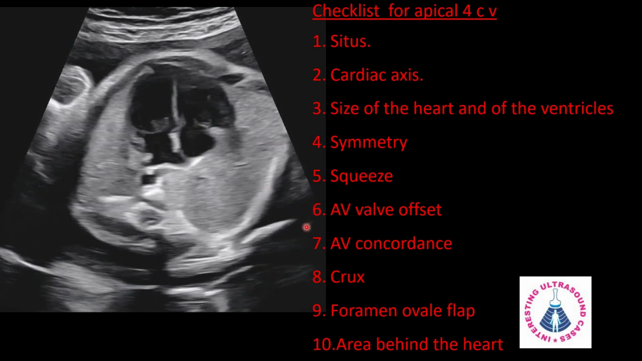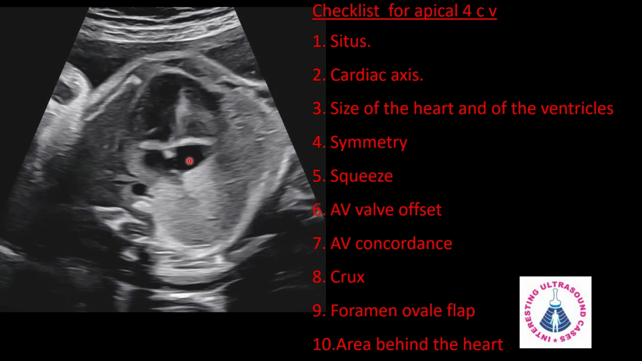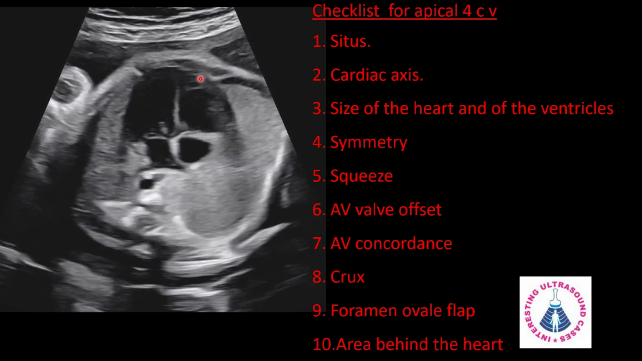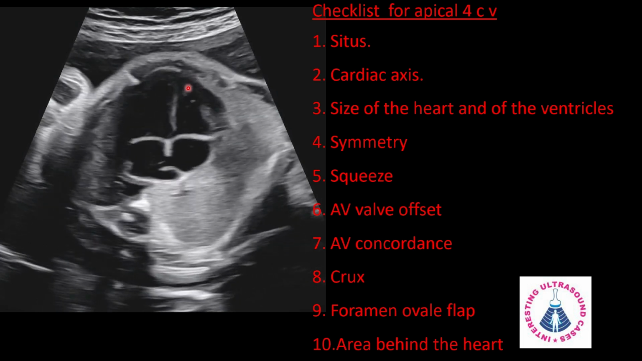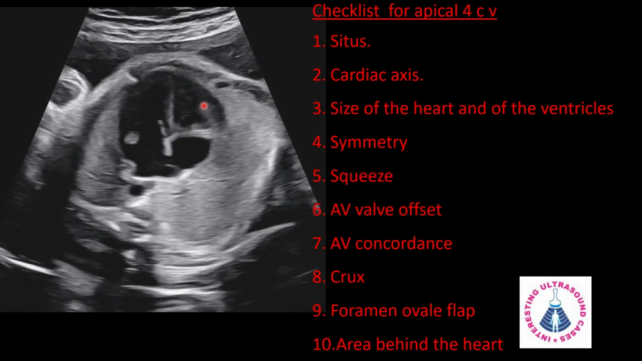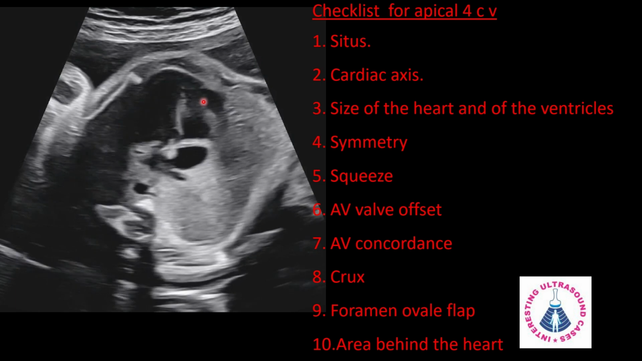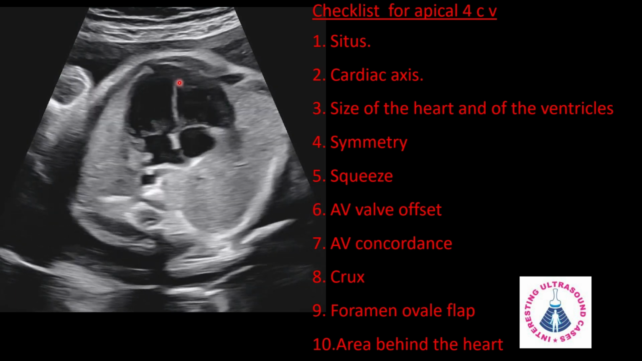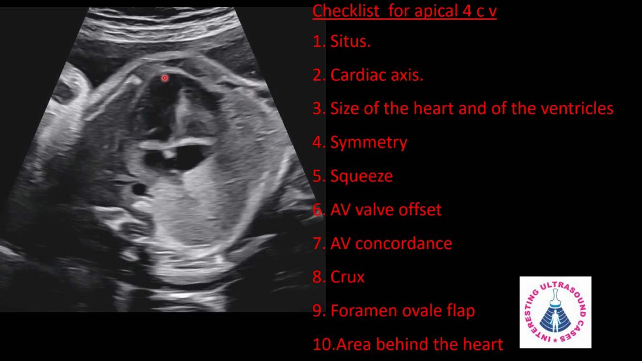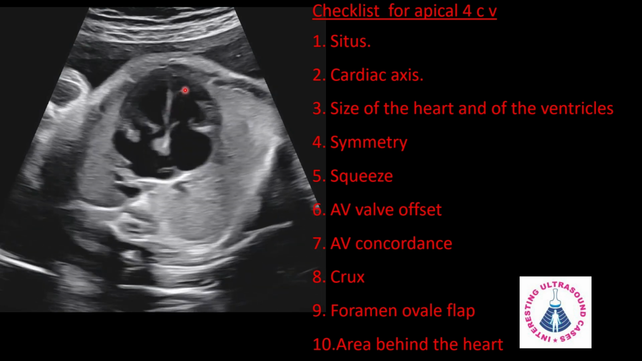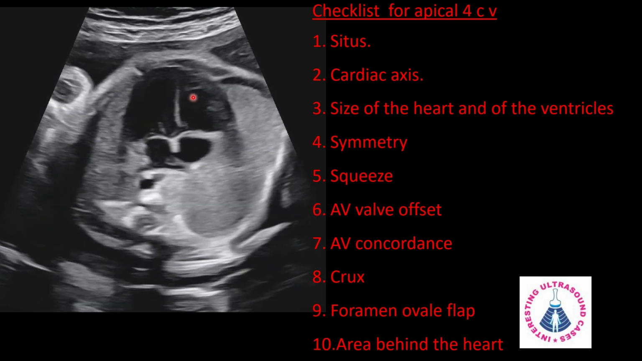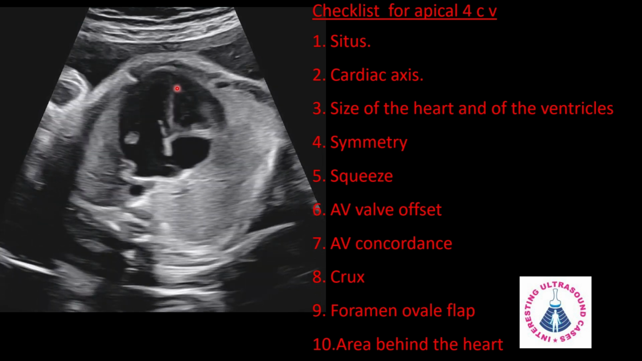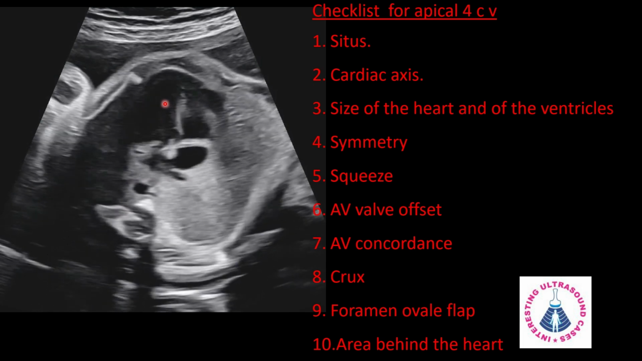Next we have to see for AV concordance, that is left atrium connected to left ventricle and right atrium connected to right ventricle. How do we know this? We have to determine the morphological right ventricle for this. Here we can see the moderator band in the apical region of the right ventricle. The inner wall of the left ventricle is smooth, but the right ventricle has a moderator band in the apical region. So this is the right ventricle. So right atrium is connected to right ventricle, left atrium connected to left ventricle.